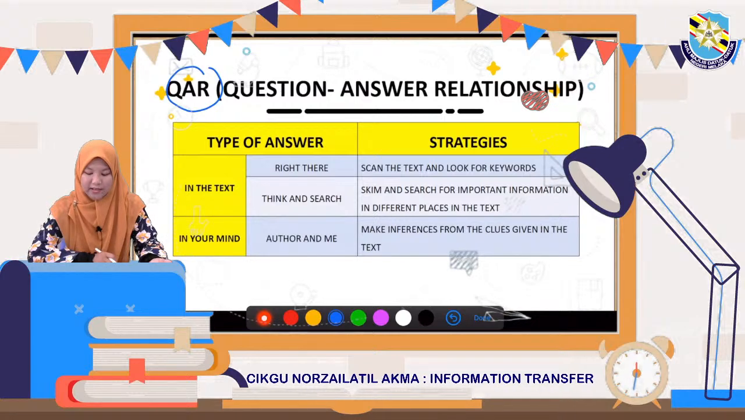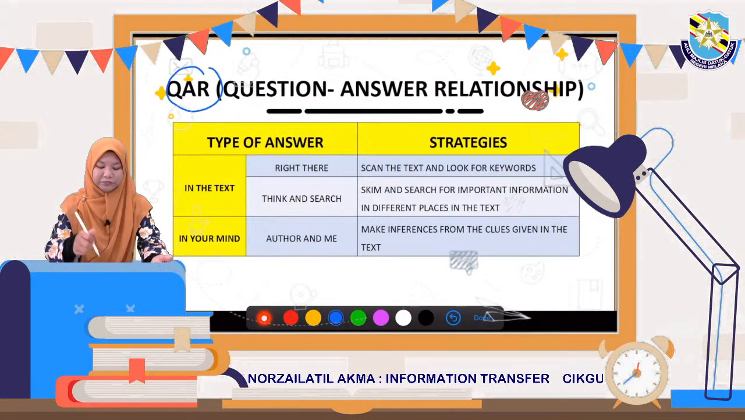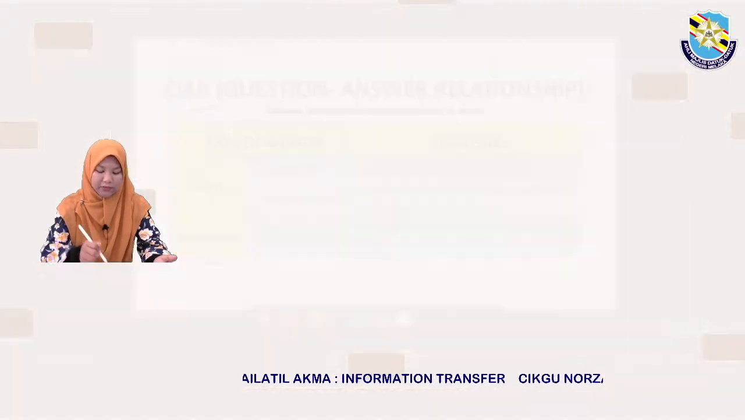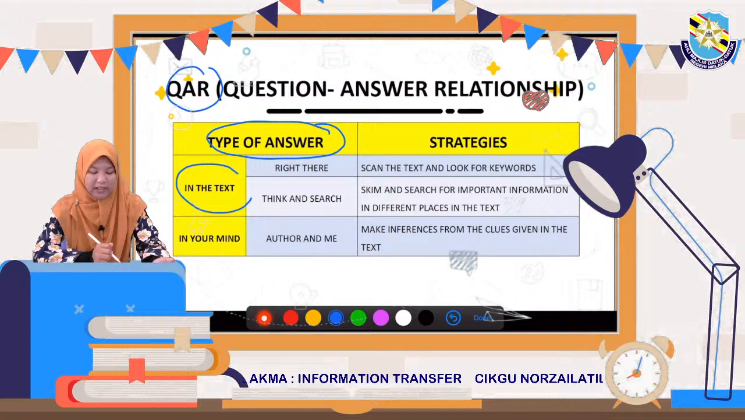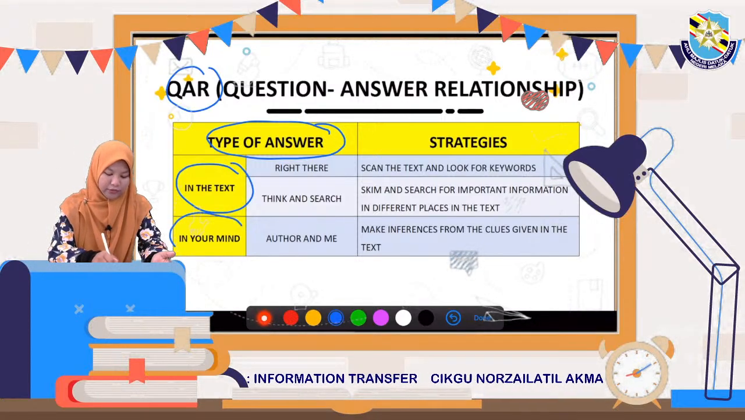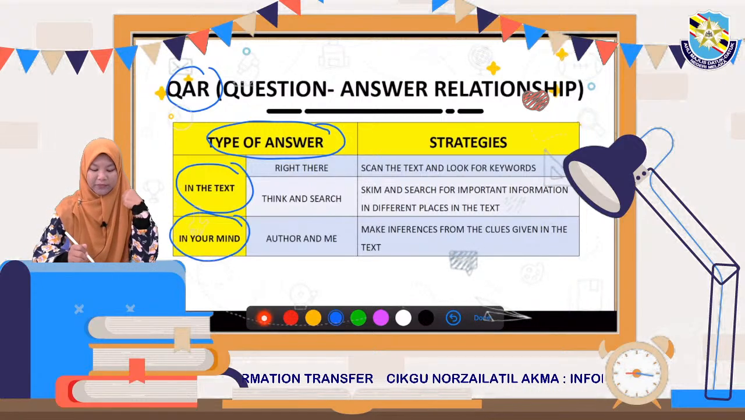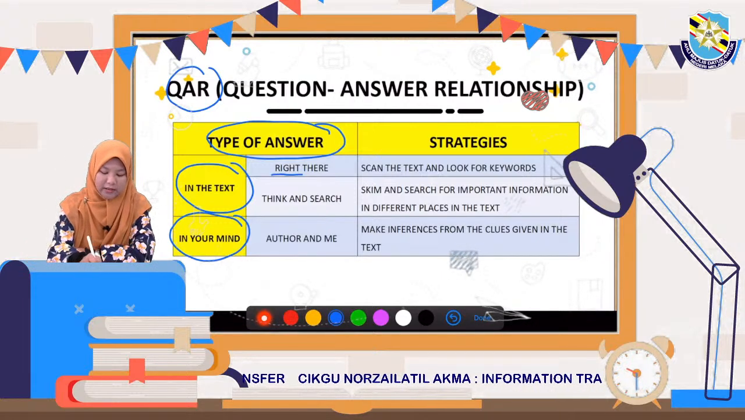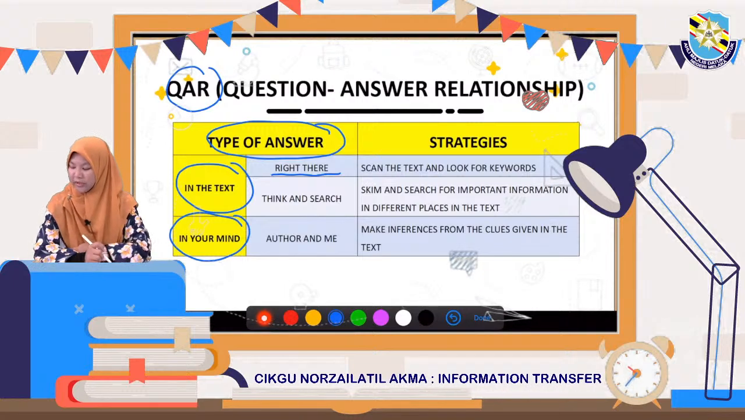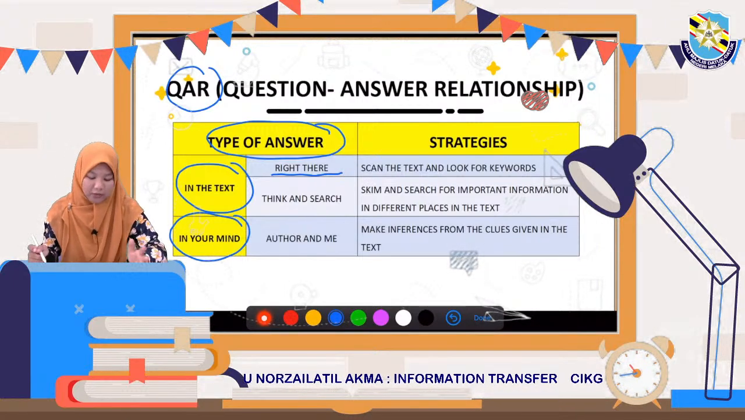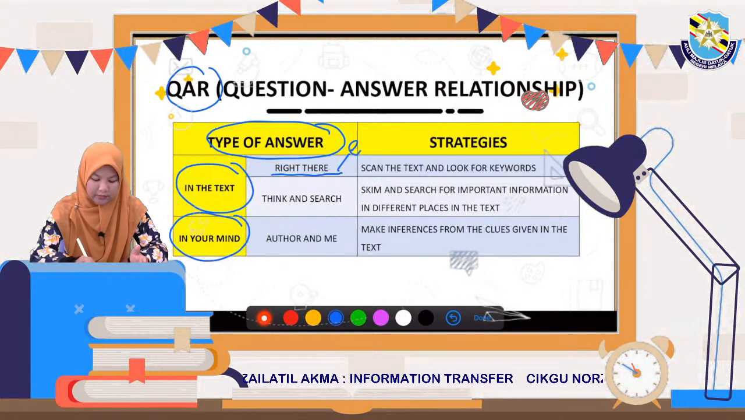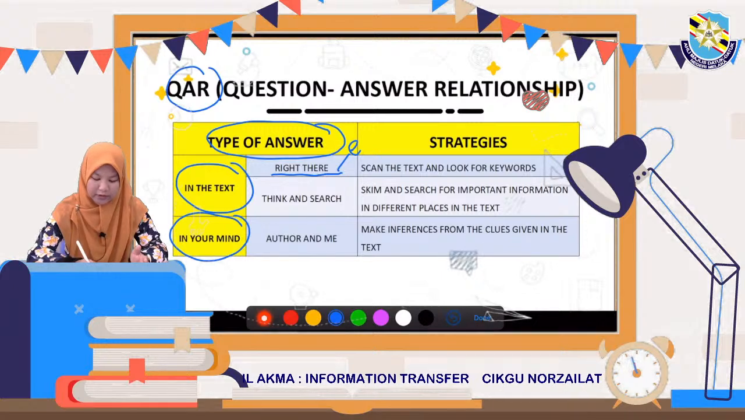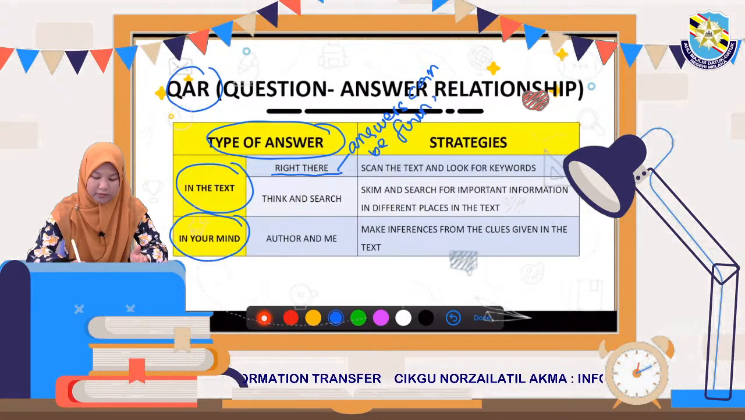For the type of answer, we have answers that you can find in the text, and also answers that you need to digest or infer in your mind. For answers that you can locate in the text, there is a term called right here. Right here means the answer can be found in the text easily.